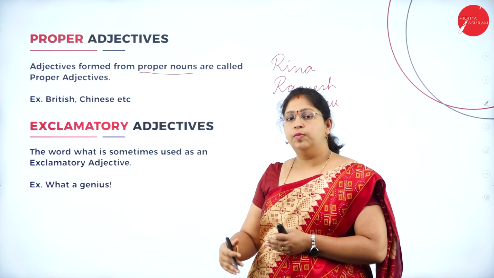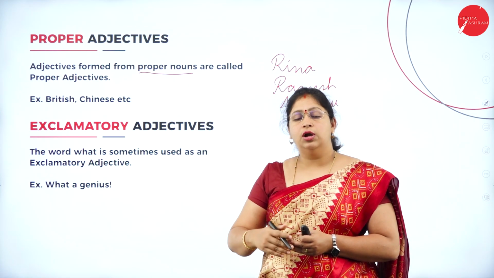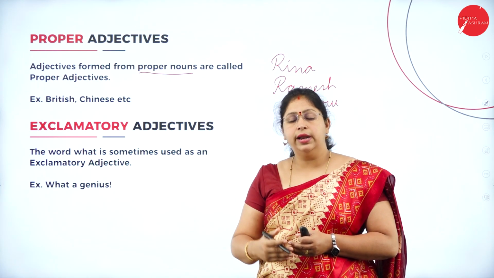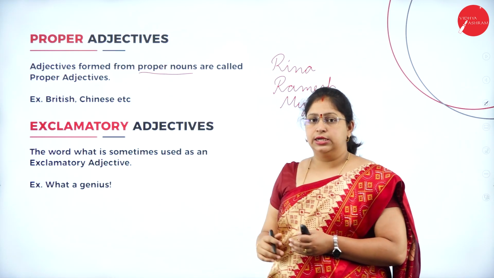Correct? The people who belong to China are Chinese. Correct? We also call them Mysorean, Bangalorean. Correct? This is known as the proper adjective.